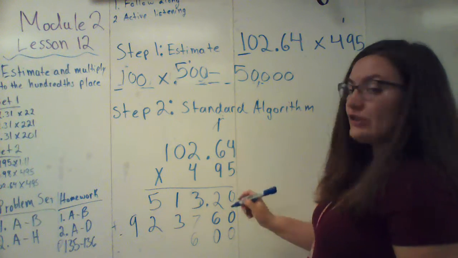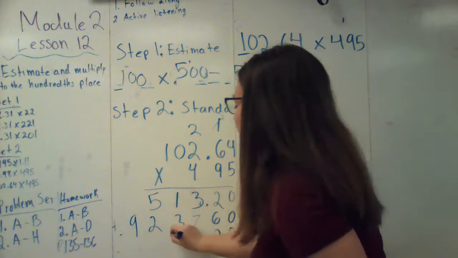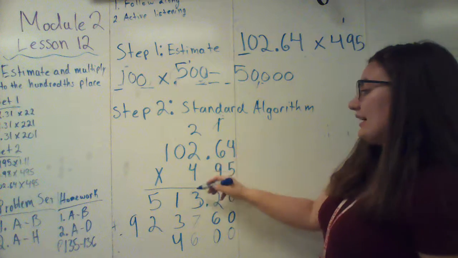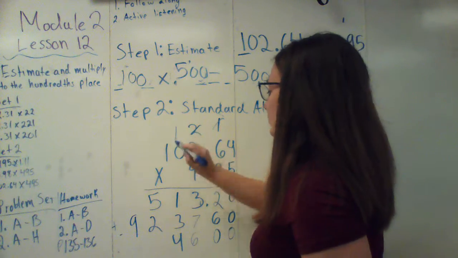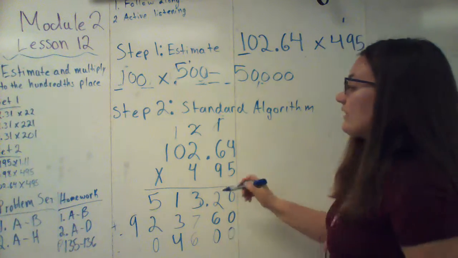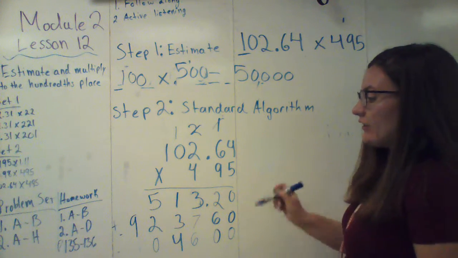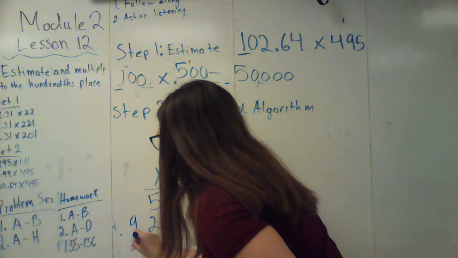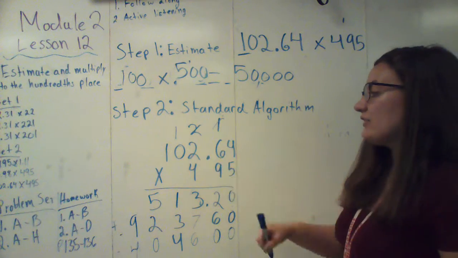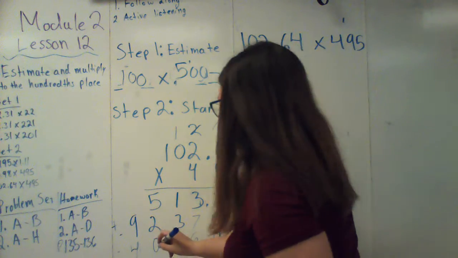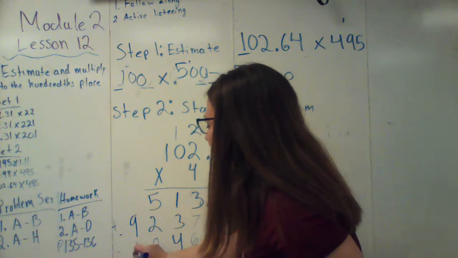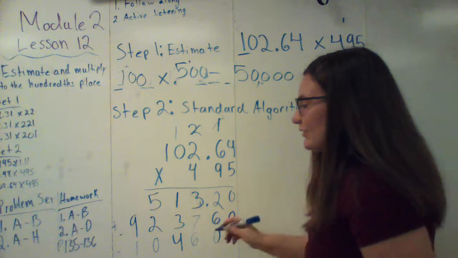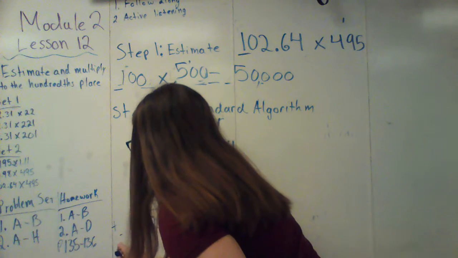4 times 6 is 24. So I carry the 2, leave the 4. Then 4 times 2 is 8. 8 plus 2 is 10. So I carry the 1, leave the 0. Then I do 4 times 0, which is 0, plus 1. Oops, 4 times 0 is 0, plus 1 is 1. And then I can do 4 times 1, which is 4.